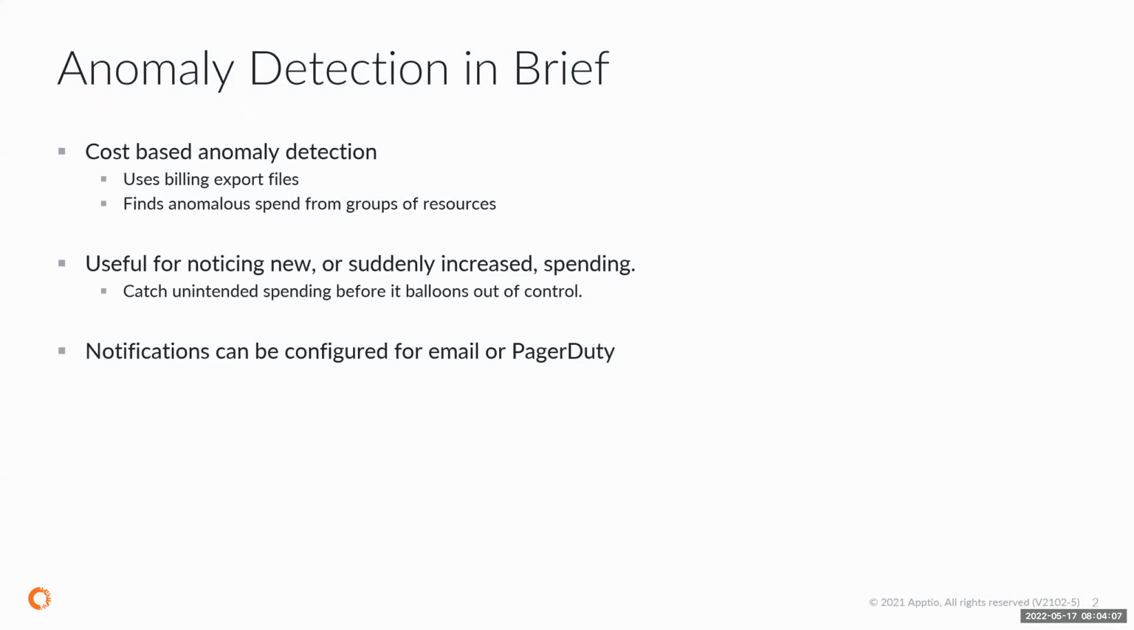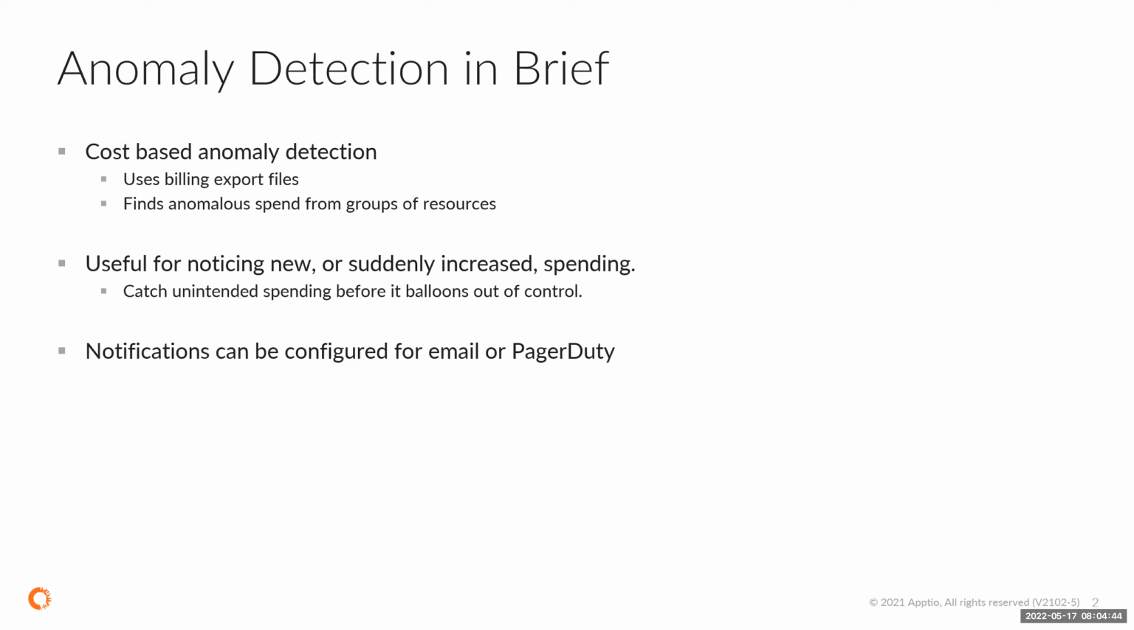The anomaly detection feature is for cost-based anomaly detection. What that means is we're looking at the billing export files and finding anomalous spend from groups of resources. This is opposed to what some people might think of as anomalies, like a burst in usage. Say CPU usage goes up a ton all of a sudden. That might be anomalous, but that's not really what we care about because it doesn't necessarily increase costs. Cloudability is a cost platform, and so that's where our focus is.